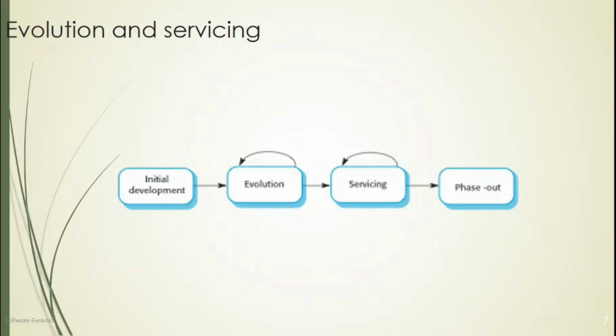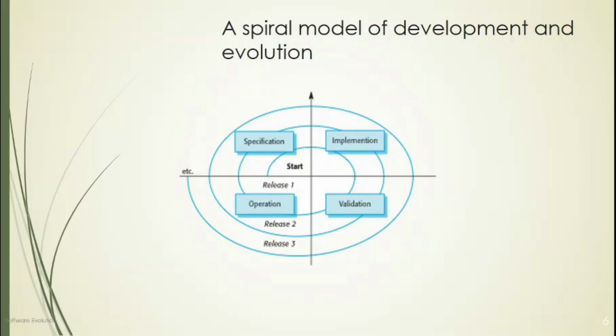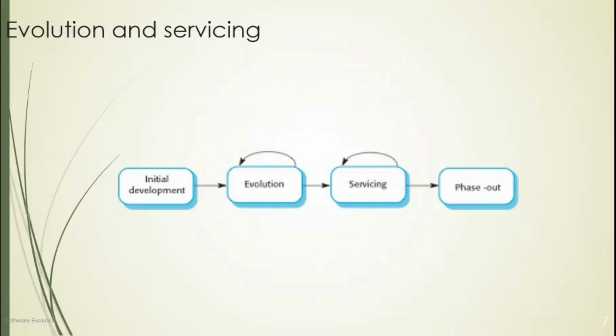So evolution and servicing. Initially you develop the software, and whenever the customer requires any changes, the evolution process keeps on repeating. What we saw in the spiral diagram is a repetition process, keep on updating. Servicing is also done in the same way. As given on the side, there is a loop, a repetition: whenever there are changes in the market, keep on doing the evolution process as well as servicing for the existing software. Then it is phased out.